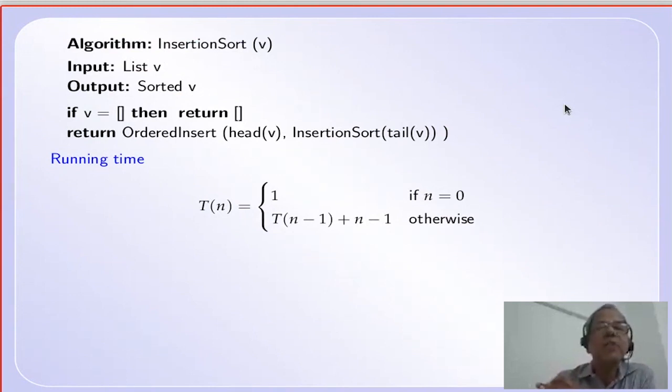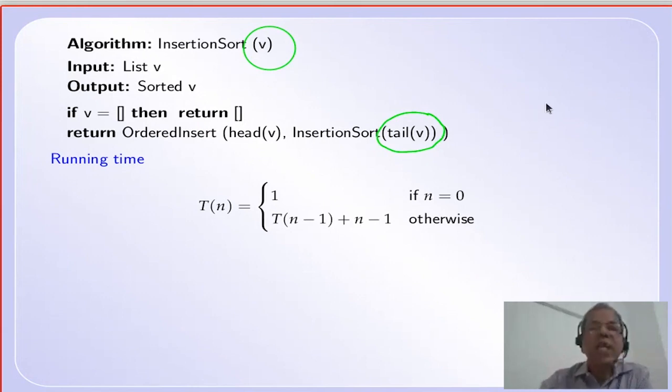The recursion step is ordered insert, and the input now is the tail of V. The input size is strictly less than the input size of the call. And how do we construct the solution? Ordered insert the head of V. Let me complete the analysis of the running time. Then I have some very important comments to pass.